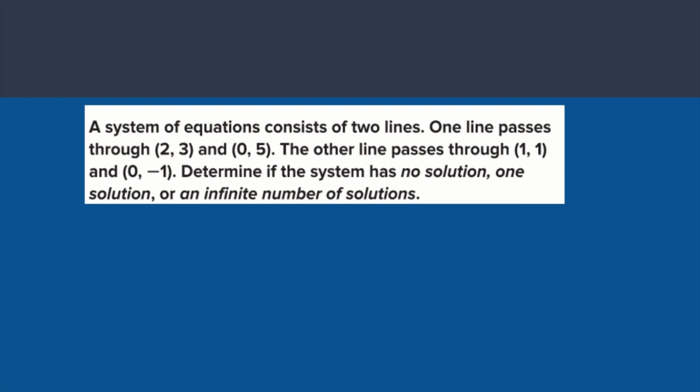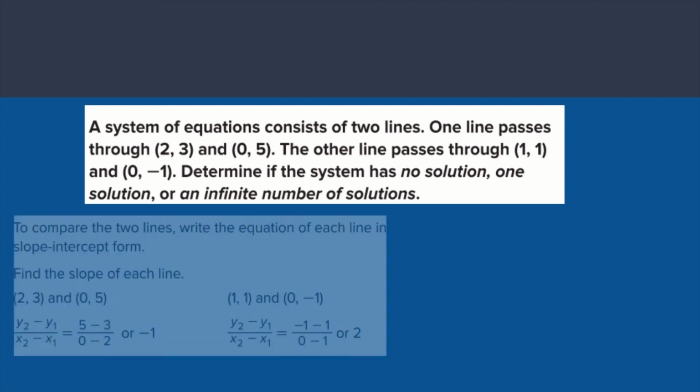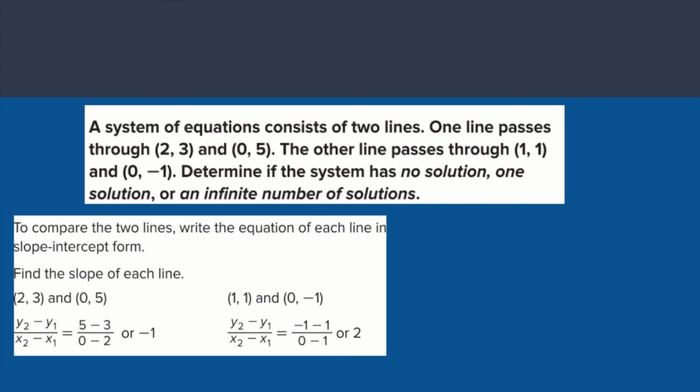So the first thing you're going to need to do is find the slope of these two lines. We find the slope of the lines by doing y2 minus y1 over x2 minus x1. For this first line, it's going to be 5 minus 3, and then 0 minus 2. We get negative 2 over negative 2, which equals negative 1. For that second line, we're going to do negative 1 minus 1 and 0 minus 1. So we get negative 2 over negative 1, which gives us a positive 2.